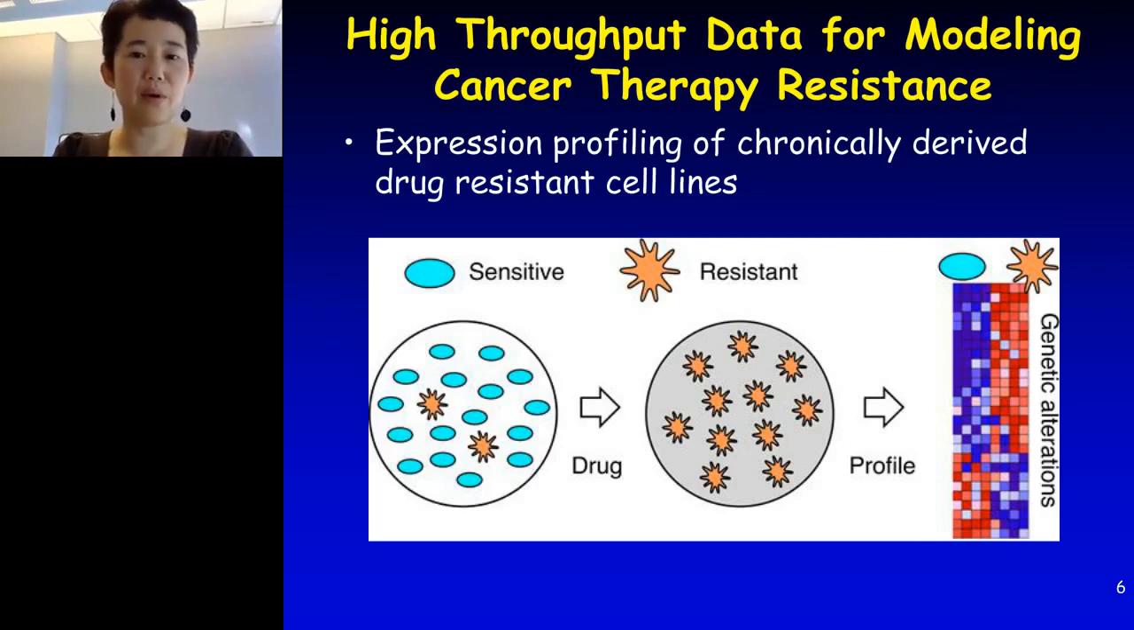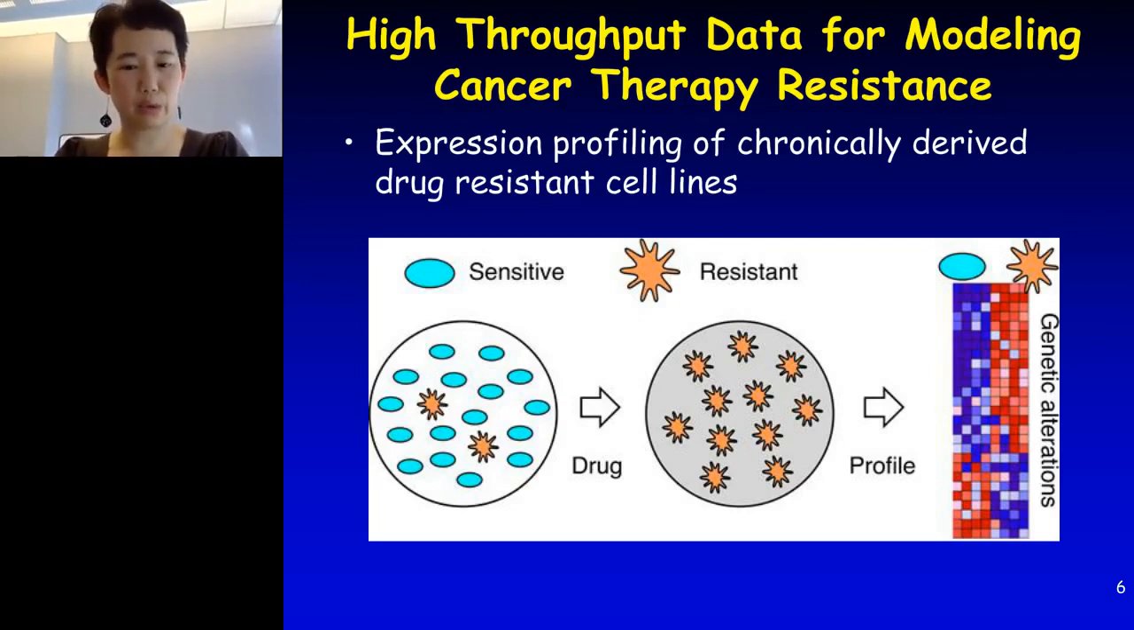For example, we can derive cell lines from the patient tumors initially, so we can grow these cells in the Petri dish, and then we can treat the cell. We know, for example, the cancer cells have certain mutations. We can treat the cell with a drug, and initially maybe the cell lines are sensitive to the drug, but after a period, say a few weeks or a few months, the cell will become resistant to the drug.